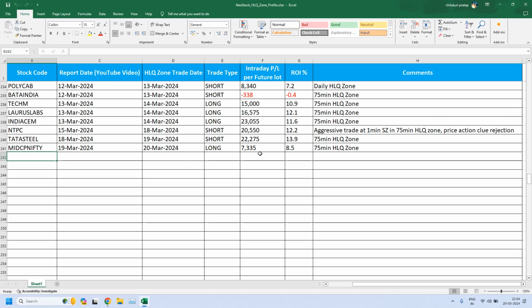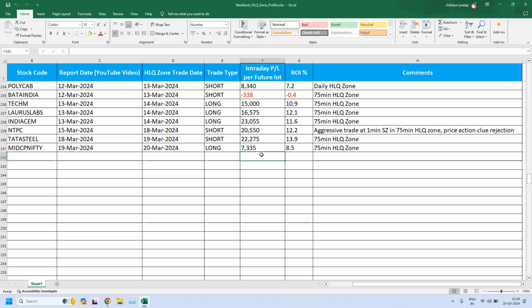So it has given today 7,335 rupees profit, which is 8.5% ROI, return on the investment, as per one futures margin cost. The margin cost is very, very less for this mid-cap Nifty. It is around 75,000 or 76,000. If you have a capital of, say for example, around 2 lakhs, maybe you would have bought 2 lots today. That way you would have got maybe around 14,600 rupees profit.